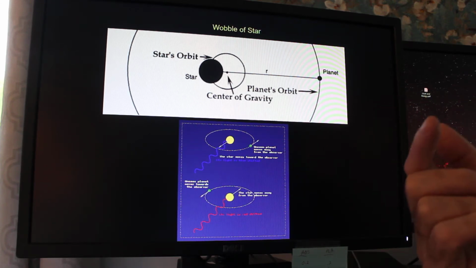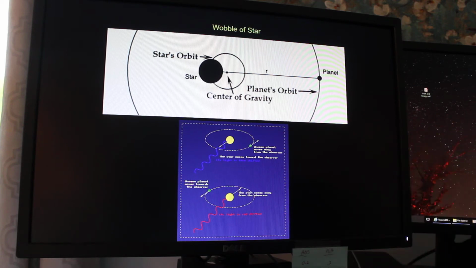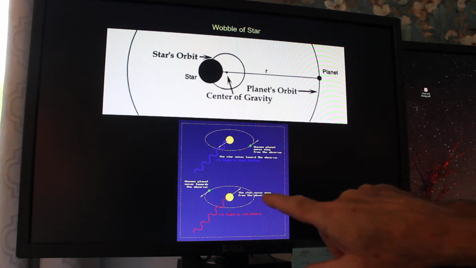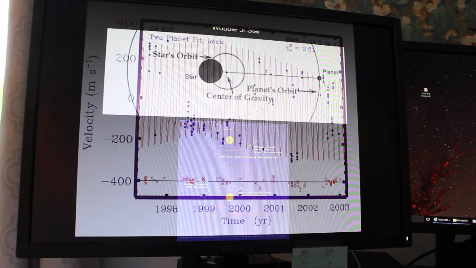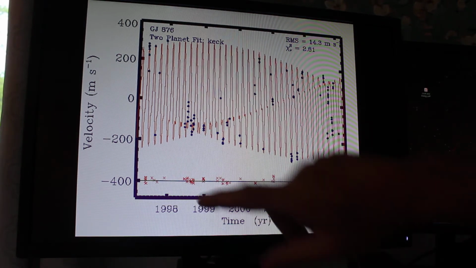How long that takes tells us the period of the planet going around. By the period of the planet, we can figure out how far away it is. By how much it shifts, we can figure out the mass of the planet. So we can learn a whole lot when we find these. The problem is it's really skewed towards the high mass planets.